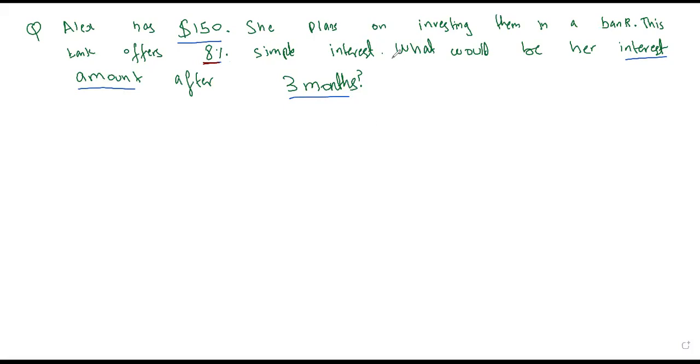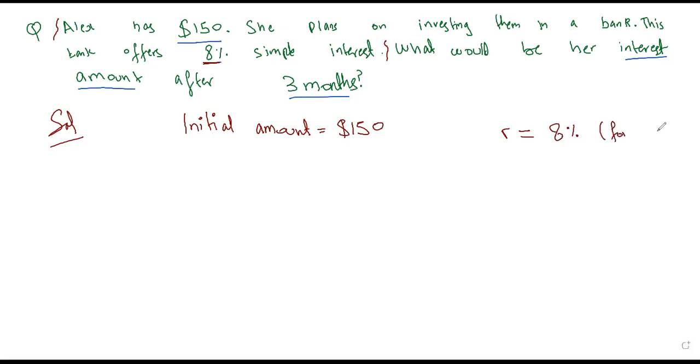So let's just skip this part. Let's just talk about the first two things. So we know that if we talk about the solution, her initial amount or initial deposit, whatever you are comfortable calling it, let's call it the initial amount. The initial amount is $150 and the interest rate is basically 8%. Okay, this is for the whole year. Even if that is not mentioned, still you should do this for the whole year.